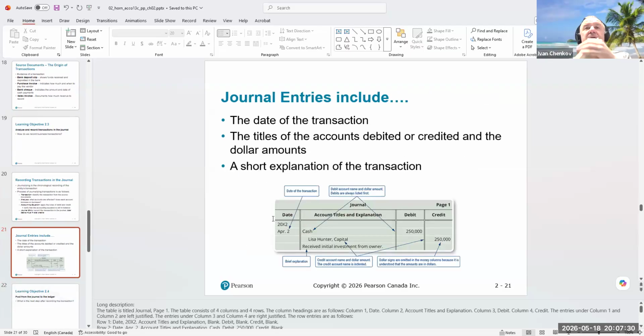So the journal entry is going to include first the date of the transaction happened, accounts which were affected, amount that affect each account on the debit side, credit side, and if it's needed, short or brief explanation of the transaction. It's always helpful if you put yourself a note. Later, you can go back to that note and remember what actually happened.